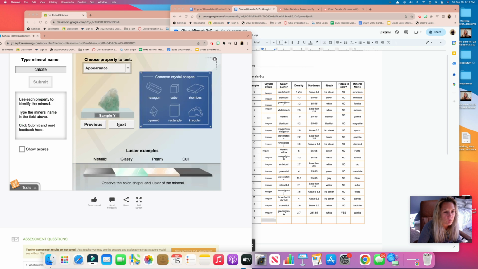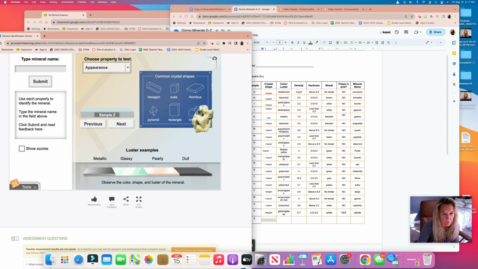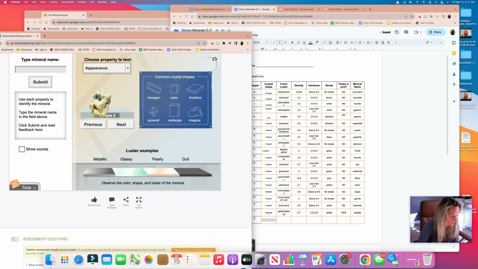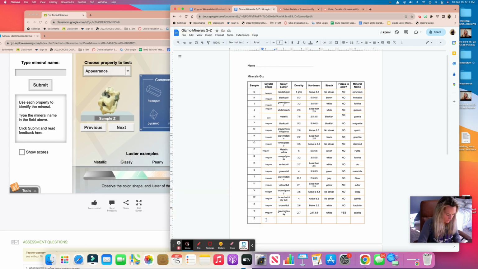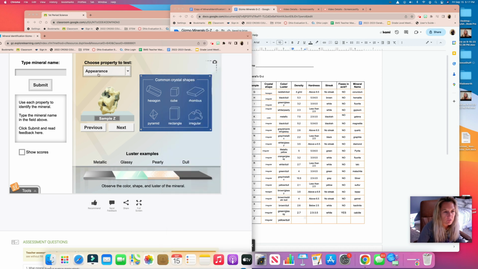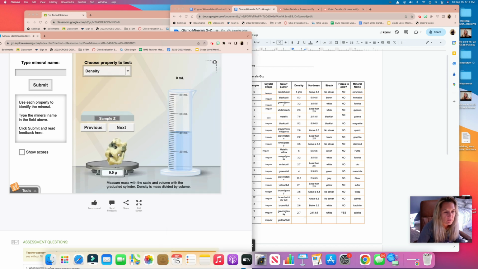All right, let's go with the last but not least. We have letter Z. So Z, I would say, is irregular, and it's not metallic. It's definitely like a dull yellow color. So we would say irregular, and it's yellow/dull. All right, let's go with density. 69.6 divided by the volume of 24. We have 2.9.